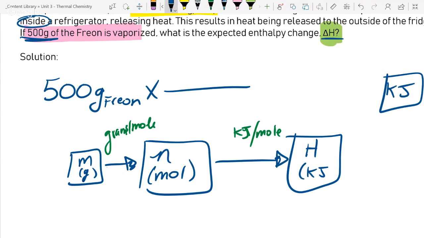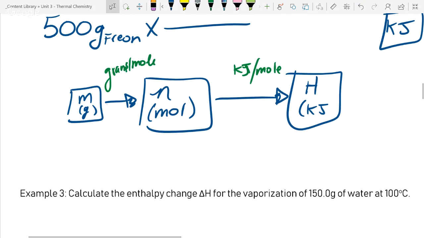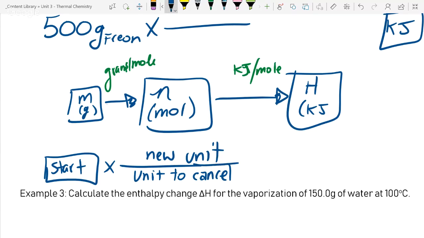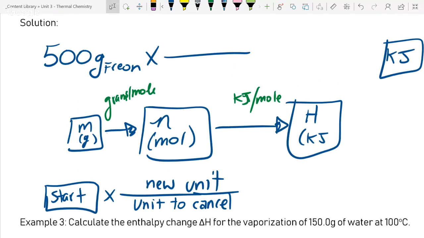So with dimensional analysis, it's always multiplying by a fraction. On the bottom of that fraction, we're always going to put the unit we want to cancel. So you might want to put a little reminder here. We put what we start with, we multiply it by a fraction, and we put the unit to cancel on the bottom, and we put our new unit on top. And before you put any numbers, just put the units. So in this case, what unit do I want to cancel? Grams. That's our old unit. And instead of grams of freon, I want to know moles of freon.